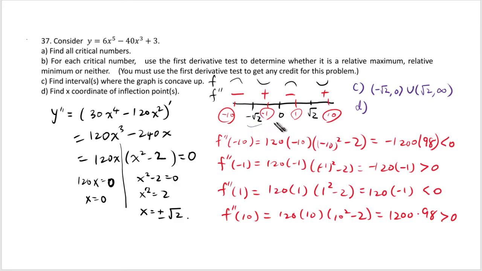And then D, what are the x-coordinates of the inflection points? Well, these are all points where the concavity changes, right? It went from concave down to concave up, then concave down again, and then concave up again. So these are all inflection points. Right? So I have x equals negative radical 2, 0, and positive radical 2. Right? Those are the answers.